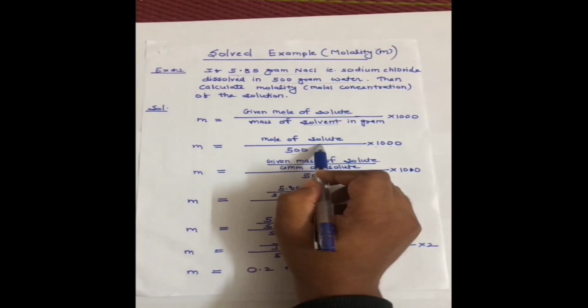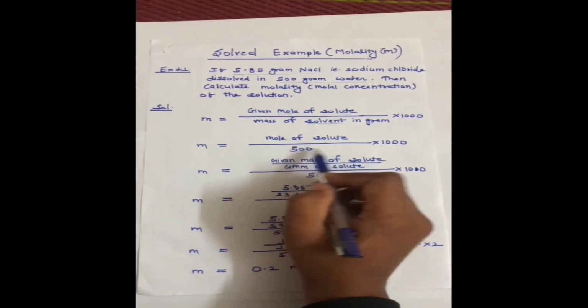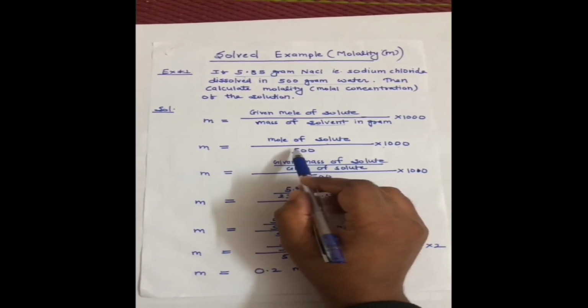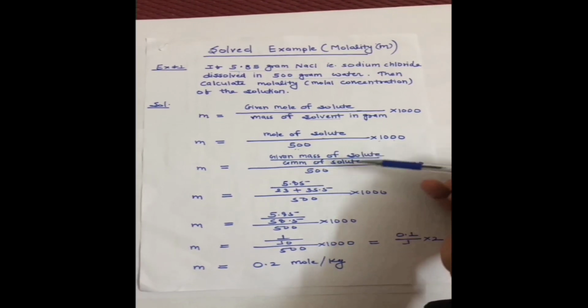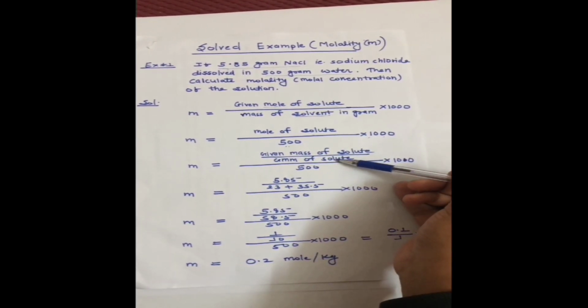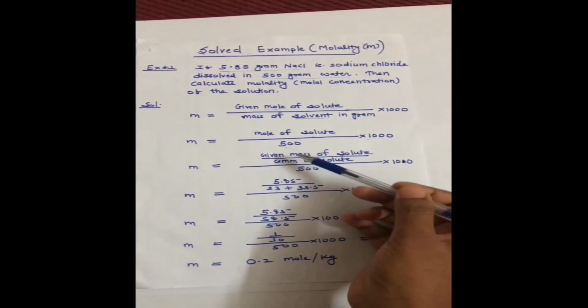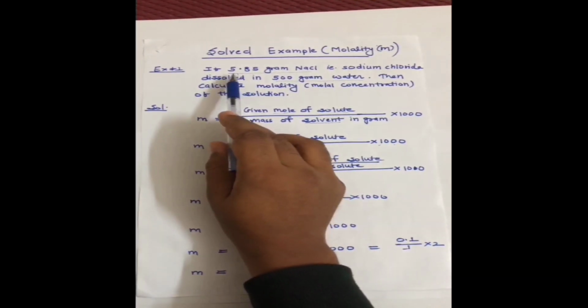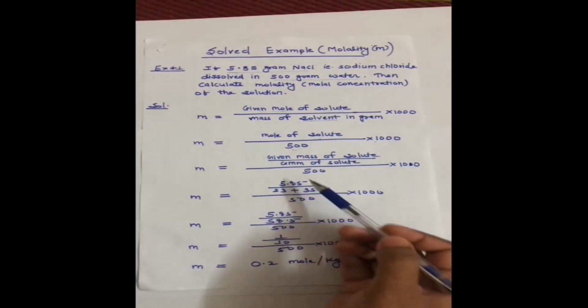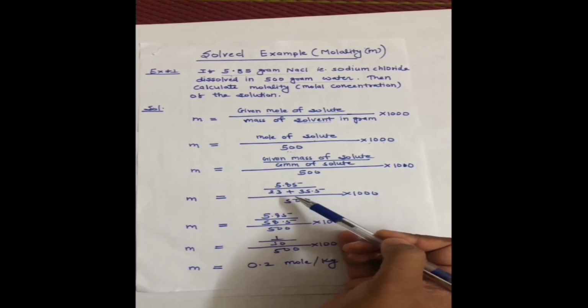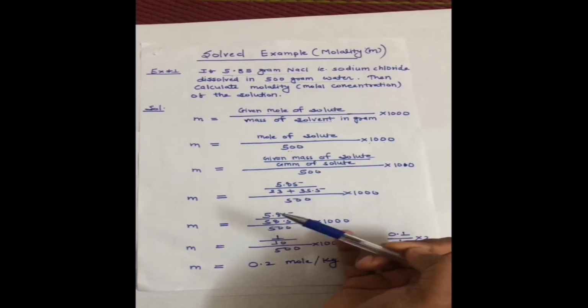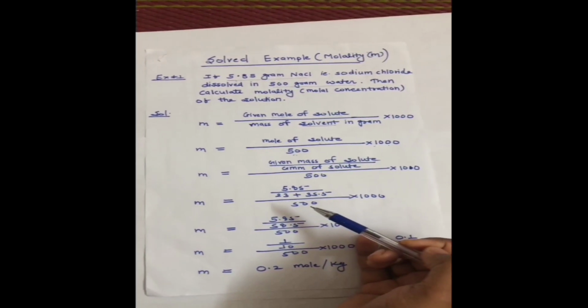What about the mass of solute? Sorry, it's the mole of solute. That means mole is nothing but given mass of solute divided by GMM of solute. Given mass of solute is already given in the problem, that is 5.85. And what about GMM of solute? That is the gram molecular mass of solute.